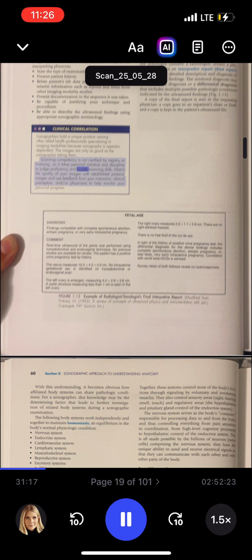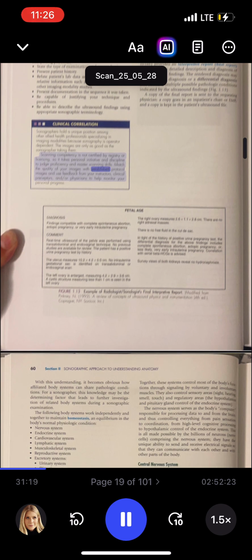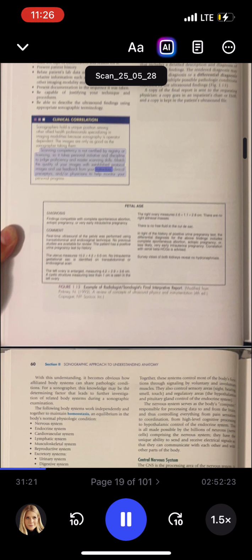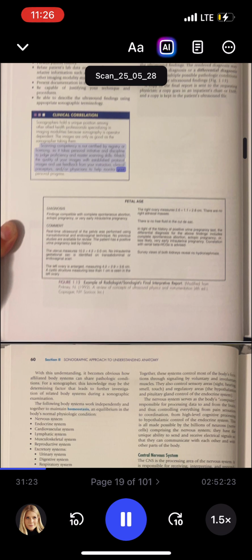To judge proficiency and master scanning skills, match the quality of your images with established published images, and use feedback from your instructors, clinical preceptors and/or physicians to help monitor your progress.